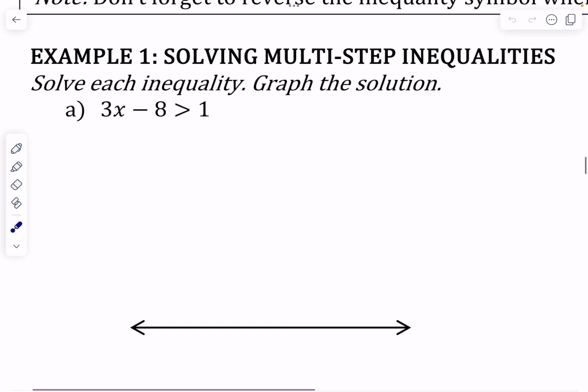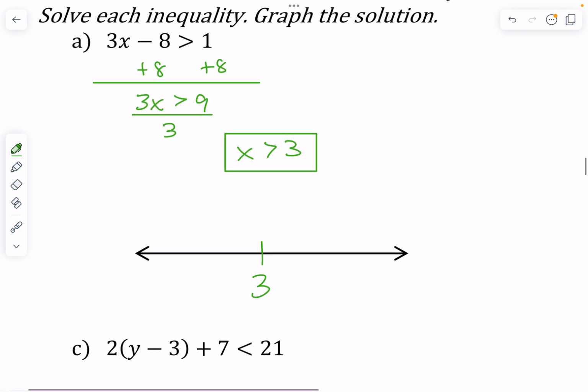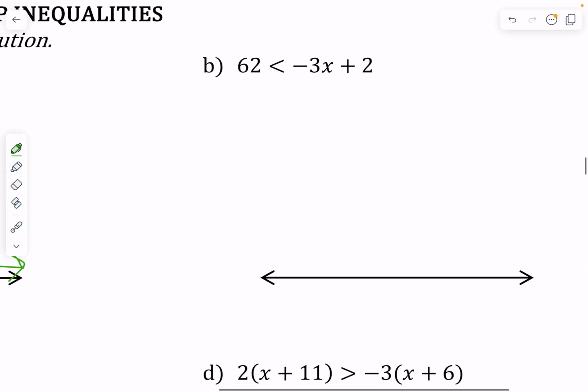So example 1 says solving multi-step inequalities. Solve each inequality, graph the solution. So first I see if there's any distribution. There's not. Combine like terms, move variables to one side. No. We're going to add 8 first. And then divide by 3. We have x is greater than 3. On my number line, I'm going to put 3 there. It's going to be an open circle shaded to the right.